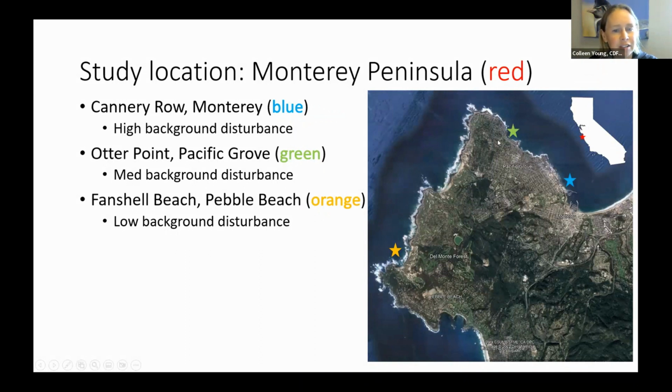The next site is Otter Point in Pacific Grove, which is indicated by the green star. This site has a medium level of background disturbance. And our third site was Fanshell Beach in Pebble Beach, which is indicated by the orange star here and has a low level of background disturbance.